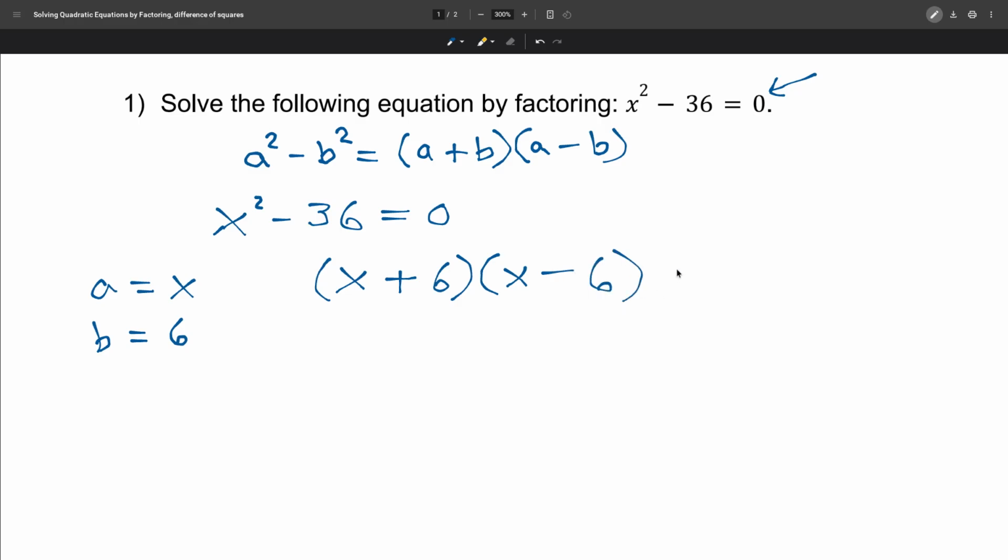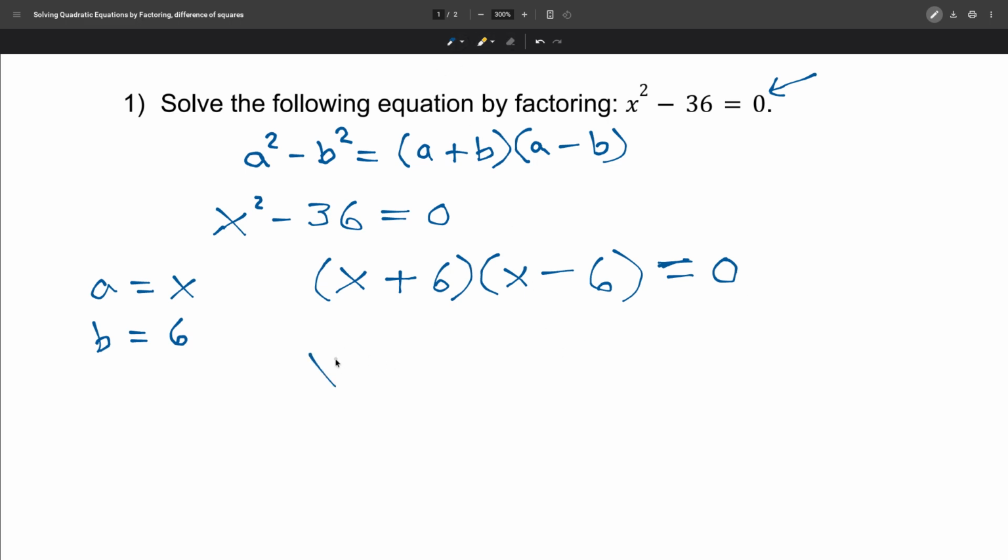And that equals 0. And as I said in a previous video, we can set each of these factors equal to 0. So if I set this factor equal to 0, well, 0 times whatever this number is will be 0. And likewise, if I set this factor here equal to 0, whatever this is times 0 will also equal 0. So that's how we're going to find our two solutions.